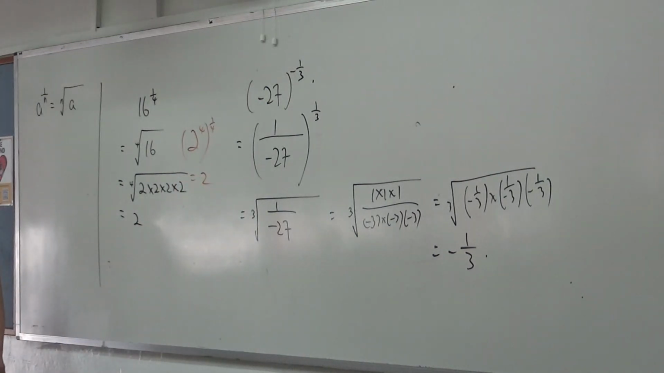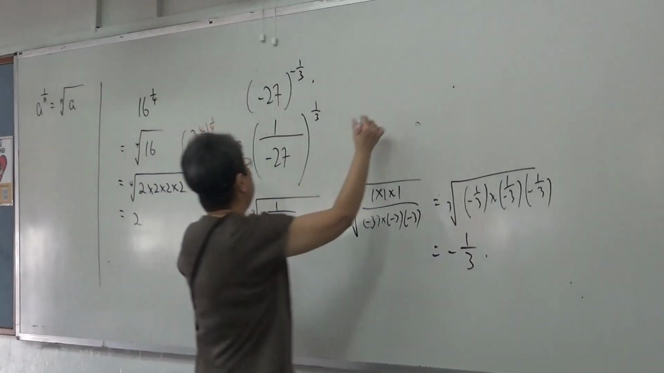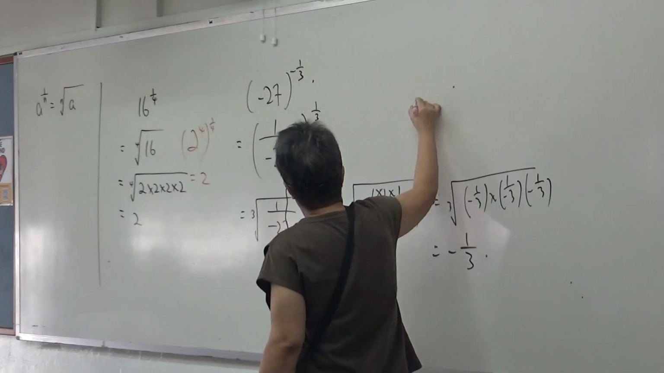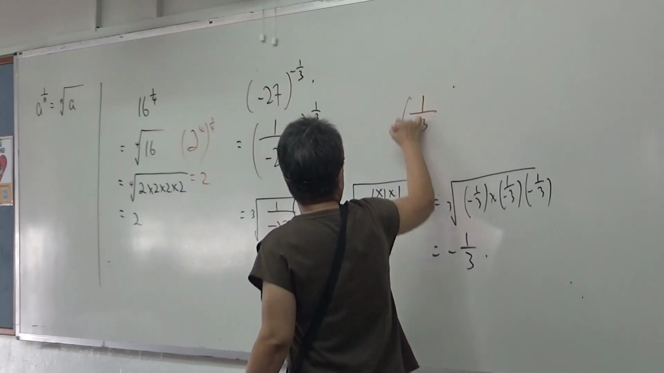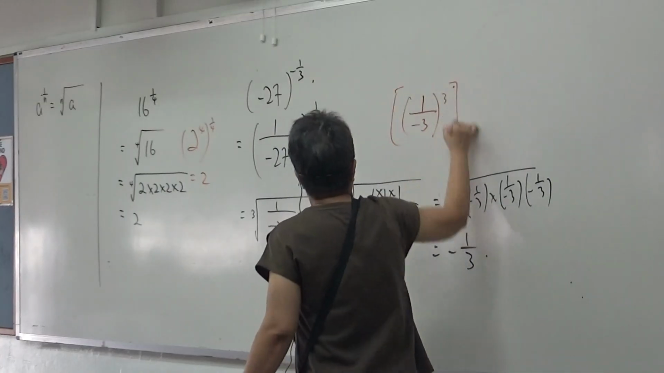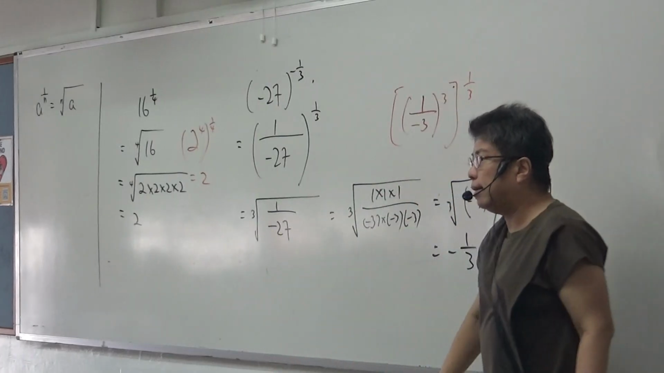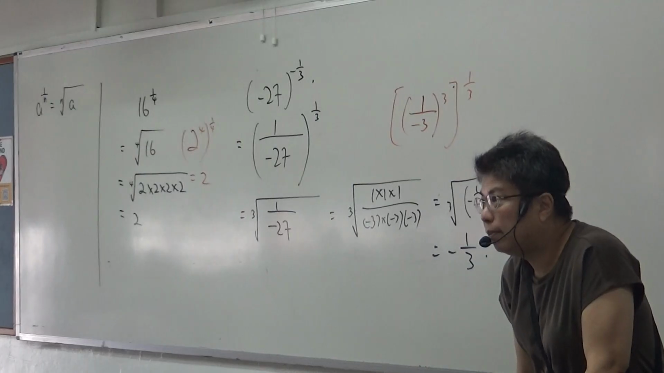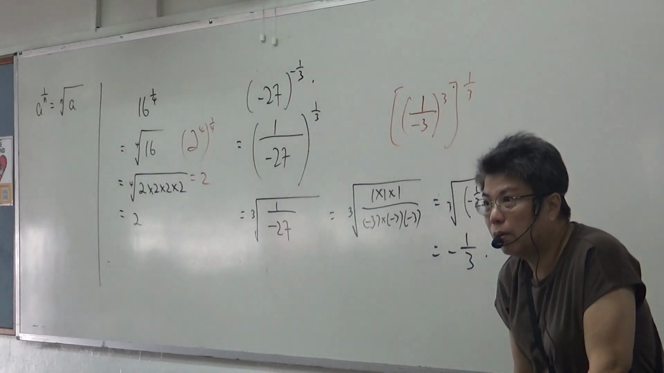Yes, yeah. Okay, now this one will be, what is that? We will have 1 over negative 3 power 3, right? Then you raise the power 1/3. So the answer is negative 1/3. Everybody clear? Everybody clear? Okay.